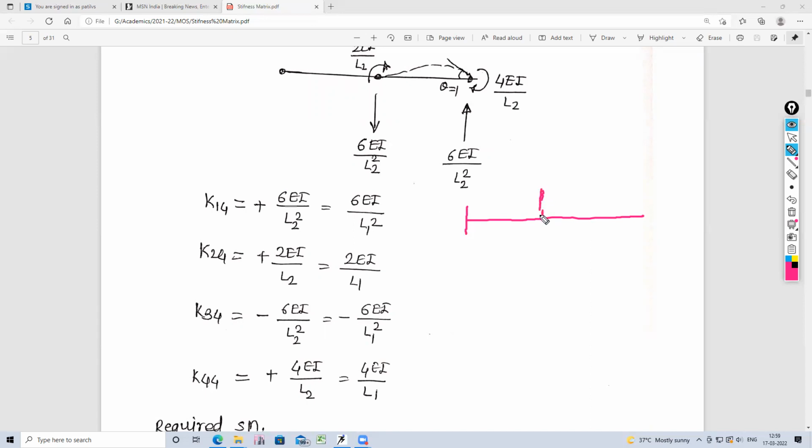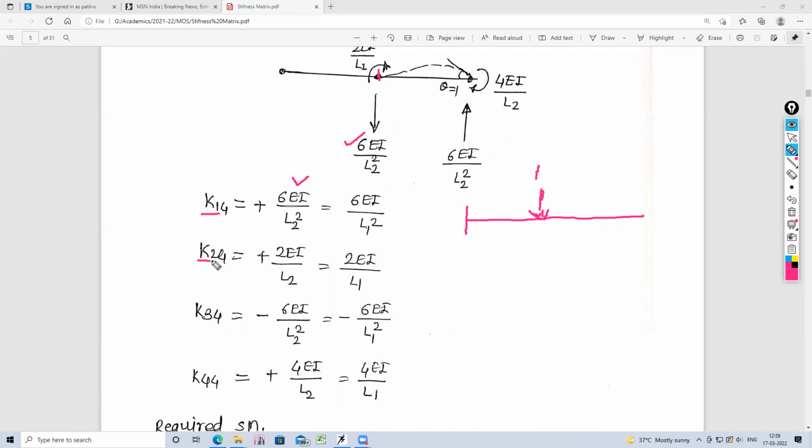This is our first element. The first element is a force, so the first is K14. That is the stiffness at 1. At coordinate 1, what is the force? A downward force will be there, that means in the direction of the assigned coordinate. So how much is the force? Plus 6EI upon L2 square. This is the force produced.